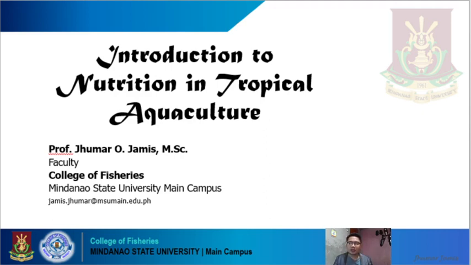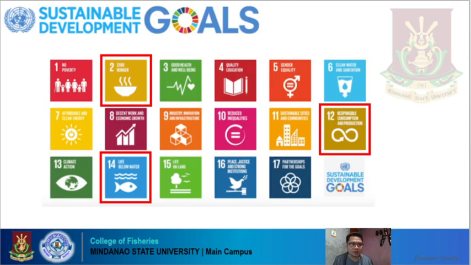So as a form of introduction, allow me to show you the Sustainable Development Goals of the United Nations. So basically, the aquaculture sector is anchored to these goals, no? Because in aquaculture, we are producing fish to meet the zero hunger goal of the United Nations. So that is SDG number 2. And number 12 is responsible consumption and production. So we are not just producing fish, but we are also protecting the environment where these fish are being produced, no? And number 14 is life below water.